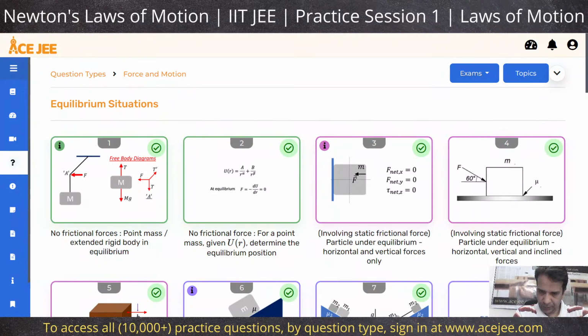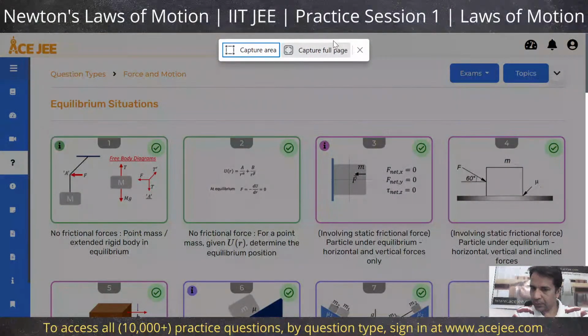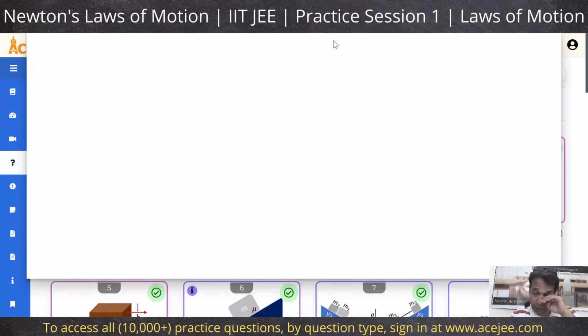So equilibrium is essentially when all the net force in the entire system is zero. Okay. And as for the kind of questions, I don't know how to tell you what kind, but I think I've done quite a few.